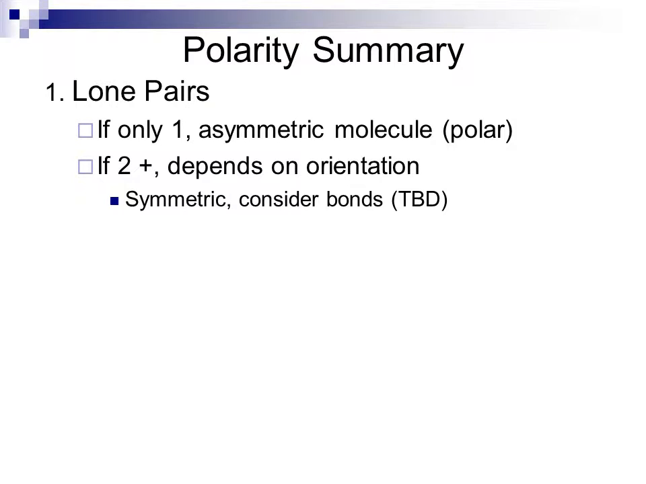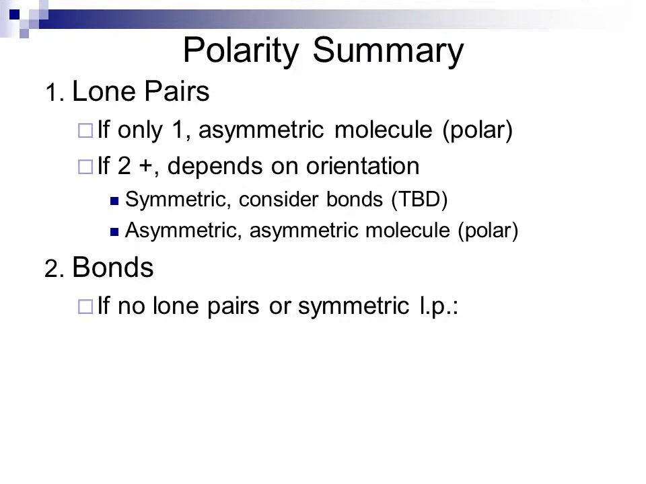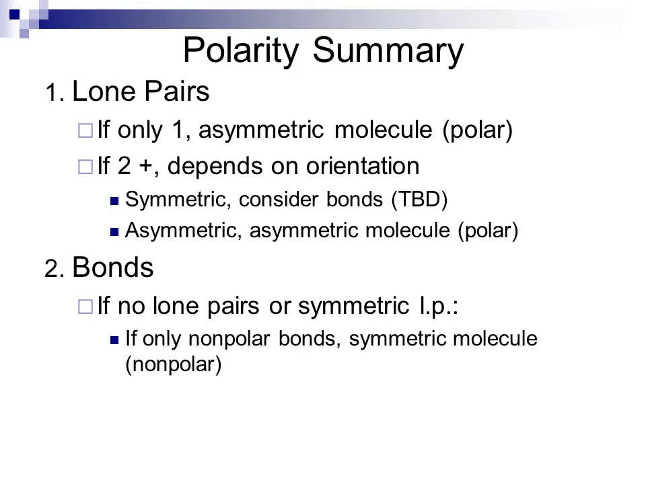If the lone pairs are symmetric to one another, then we have to look at the bonds. So we have to determine polarity by looking at bonds. However, if they are asymmetric to one another, then the molecule is asymmetric overall and is polar. Looking at the bonds, if all of the bonds are going to be nonpolar bonds, we've already looked at there are either no lone pairs or they are symmetric lone pairs. All nonpolar bonds will create a symmetric molecule, which will be nonpolar.